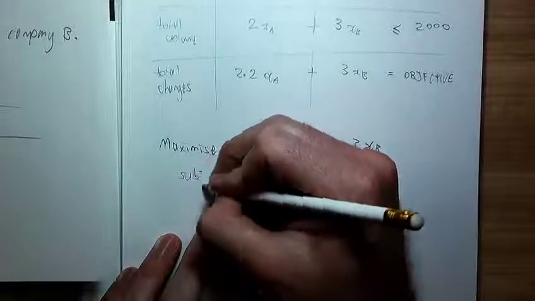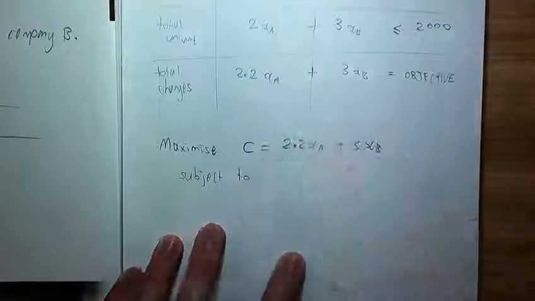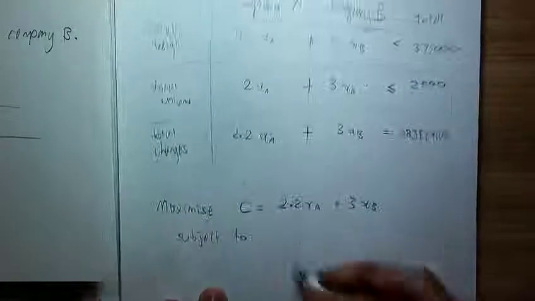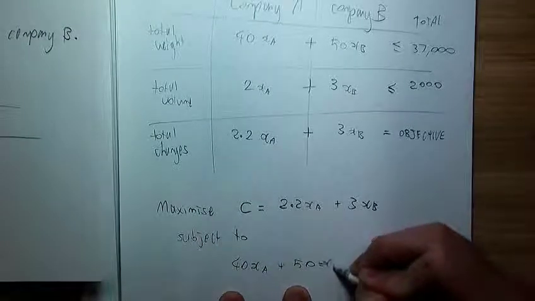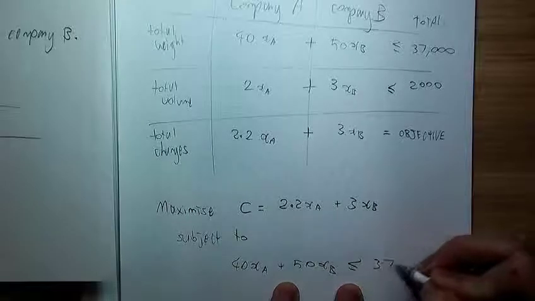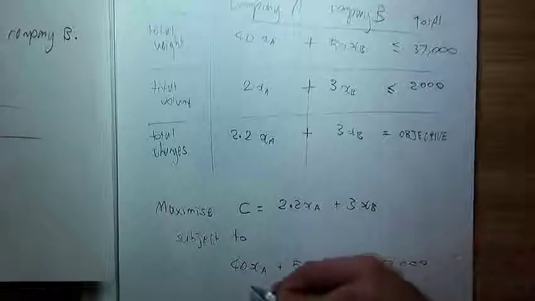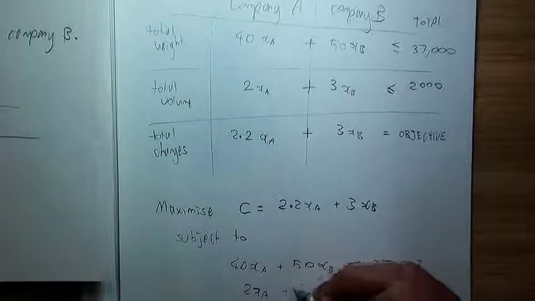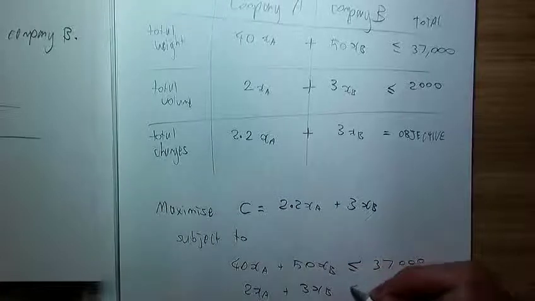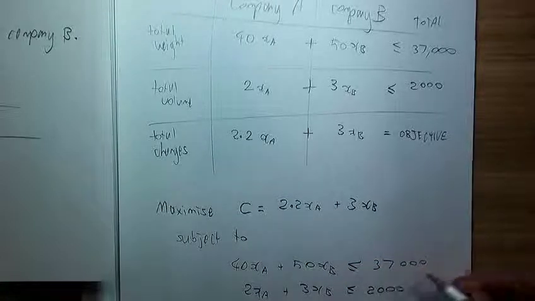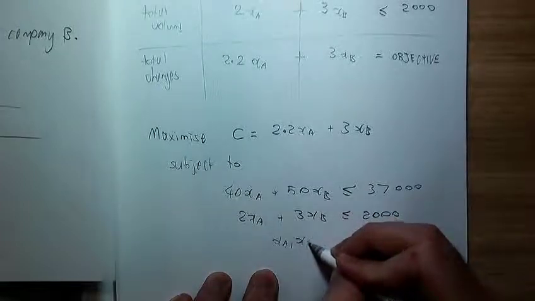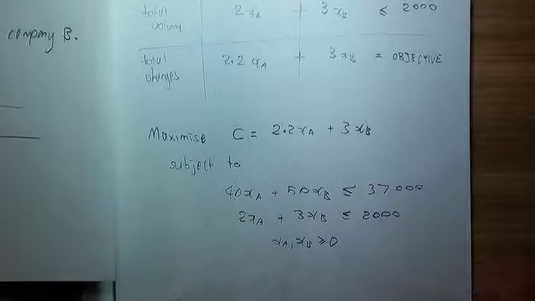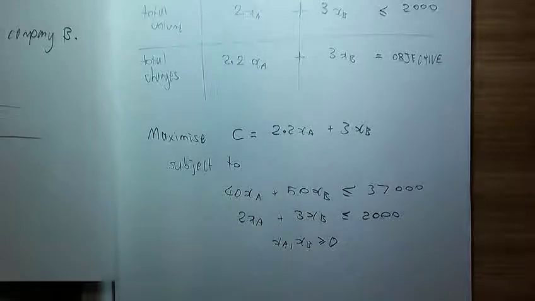Subject to, and we have some equations. We had 40xa plus 50xb is less than or equal to 37,000, and 2xa plus 3xb is less than or equal to 2,000. And technically, we can't have negative containers. Not today.